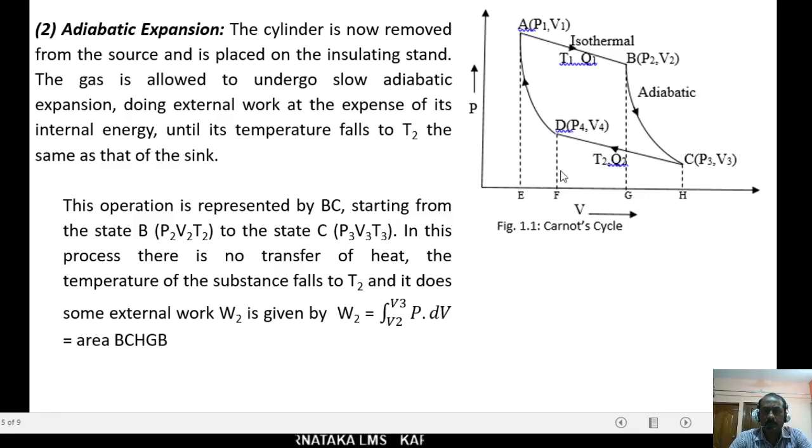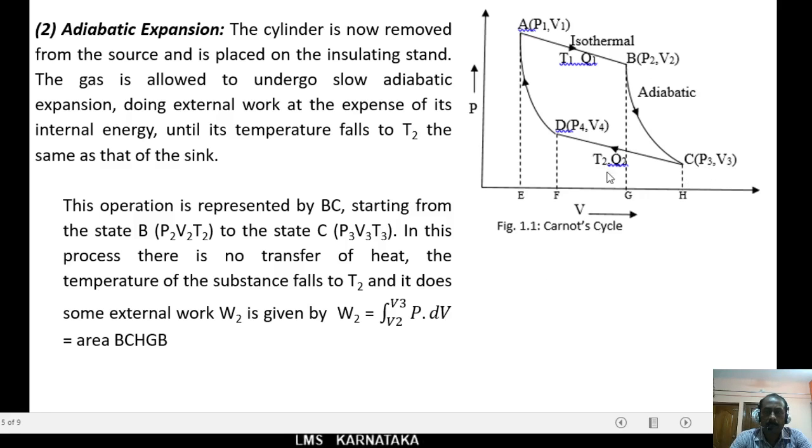This operation is represented by the curve BC, starting from the state B to state C. In this process, there is no transfer of heat. The temperature of the substance falls to T2 and it does some external work that is given by the formula W2 equals the integral of P dV between the limits V2 and V3, because the state B is at volume V2 and C is at volume V3.